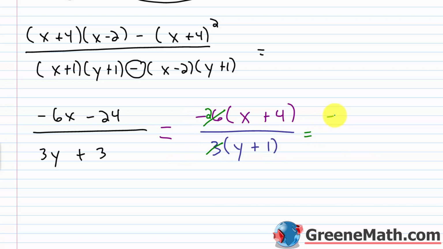So I can write this as negative 2 times the quantity x plus 4 over, you can write the quantity y plus 1 in parentheses or just y plus 1. Doesn't really matter. So we see we have a simplified answer here, nothing else we can cancel. Again, you've got -2 multiplied by the quantity x plus 4 over y plus 1.